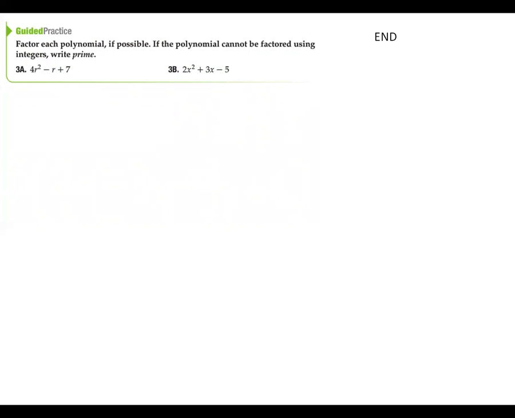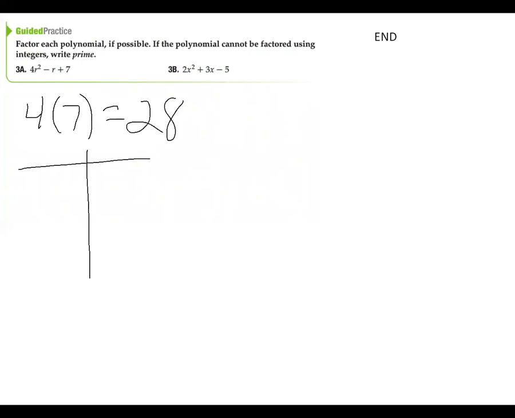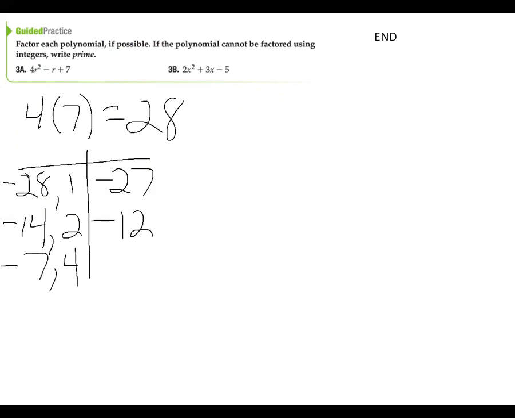Okay, we're back. So the first one, you got 4 times 7 is 28. Now I need factors of 28 that add to negative 1. So the larger number would have to be negative, so -28 and 1 gives you negative 27. Negative 14 and 2 gives you negative 12. Negative 7 and 4 gives you negative 3. And there are no other factors.